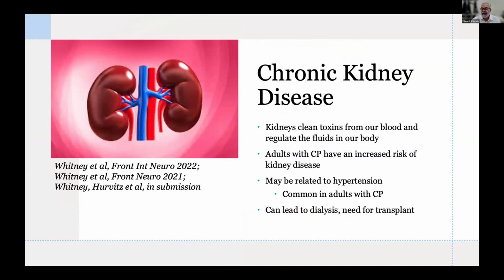Adults with cerebral palsy have an increased risk of kidney disease. This is most likely related to the fact that adults with cerebral palsy have a higher risk of hypertension, likely because they're less active and tend to have more body fat. Hypertension is very common in adults with cerebral palsy, and it can lead to needing dialysis and a transplant. Next slide, please.